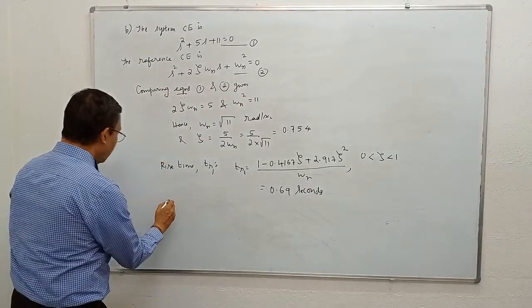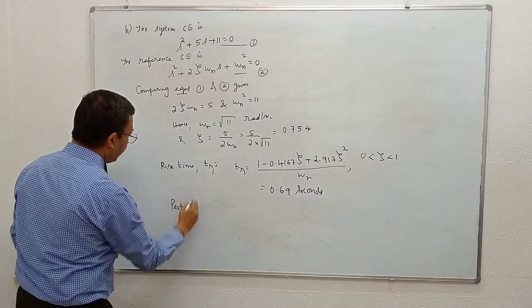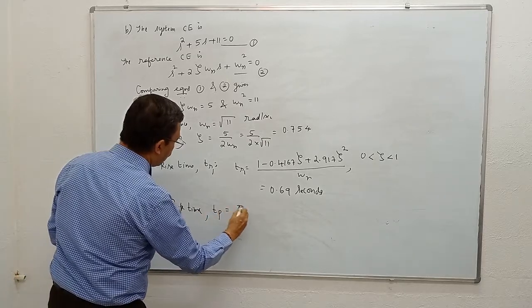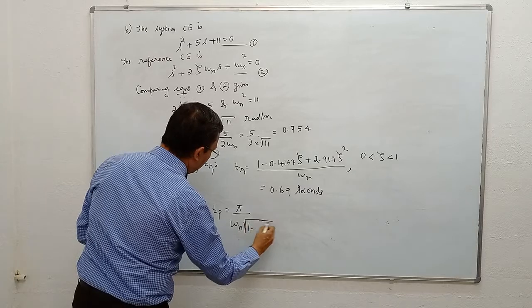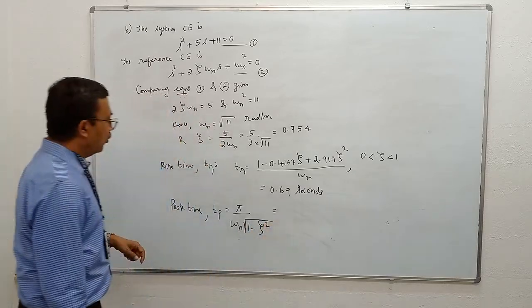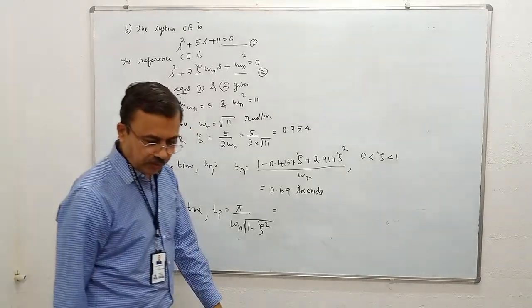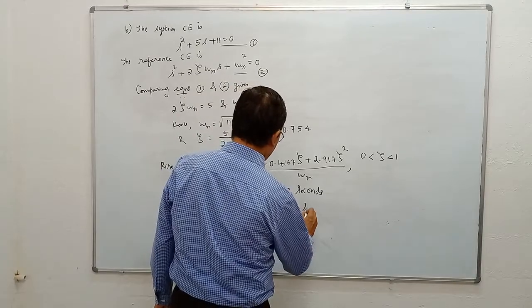Next I will calculate peak time. Peak time Tp is equal to pi divided by omega n into root of 1 minus zeta square. You know omega n, you know zeta. You substitute, you will get the answer as 1.44 seconds.